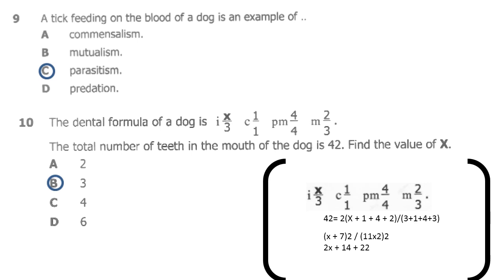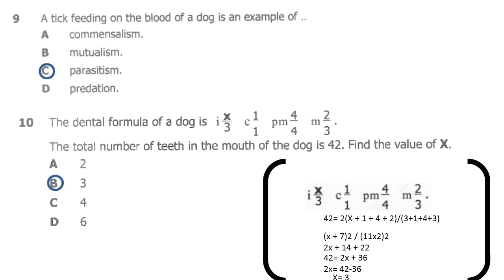After the simplification, we have 42, that's the total number of teeth, is equal to 2x plus 36. So 2x is equal to 42 minus 36. After you cross them, you have to add the ones which are like and subtract the ones which are like. You have to put them in pairs. So here our x will be equal to 3 after you have done all the calculations.